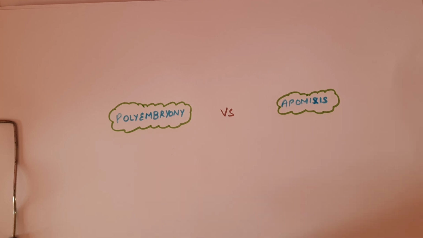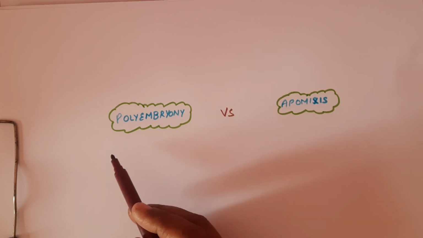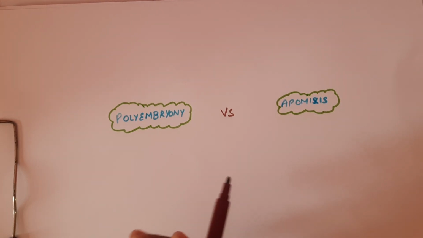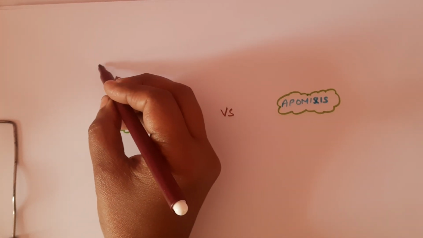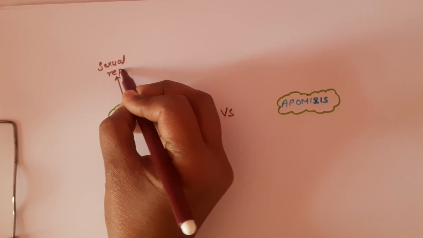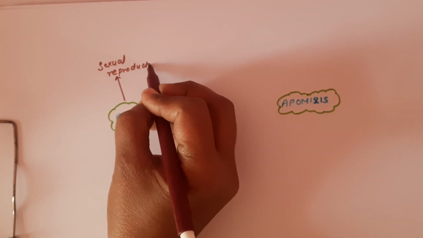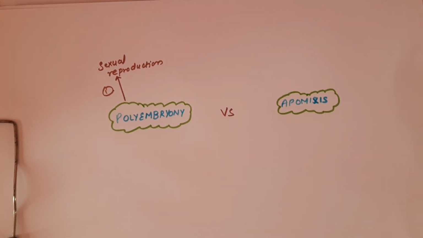Polyembryony, we know, is the development of two or more embryos from a single fertilized egg or zygote. So it is a sexual reproduction process. Why is it a sexual reproduction process? Because there is a development of two or more embryos from the single fertilized egg or zygote. So the fertilization process is involved in polyembryony.